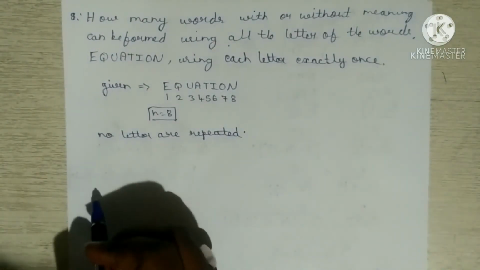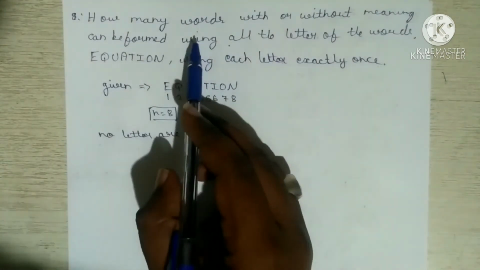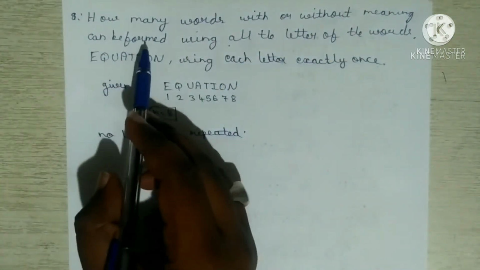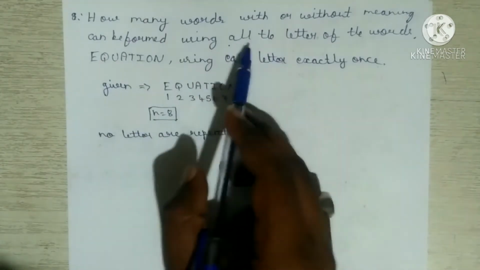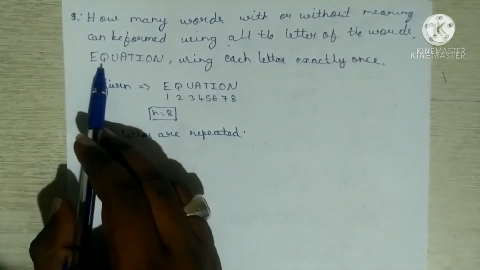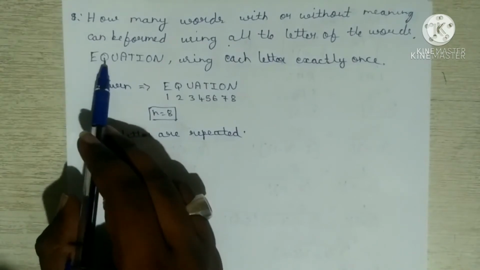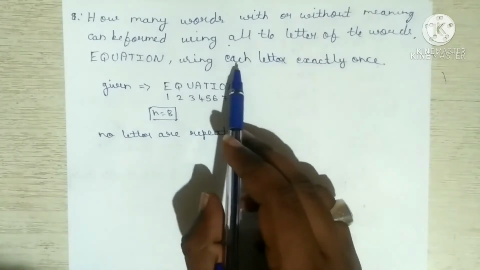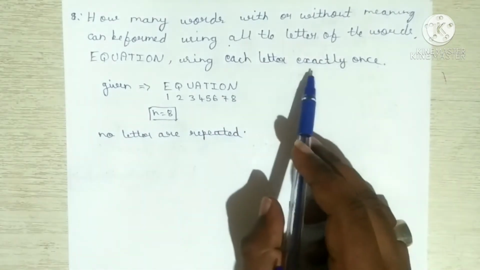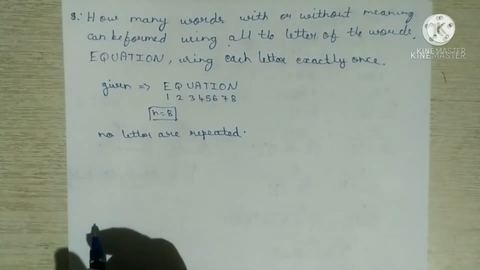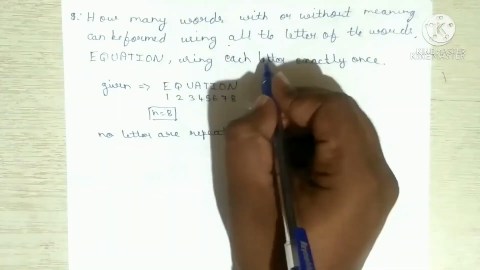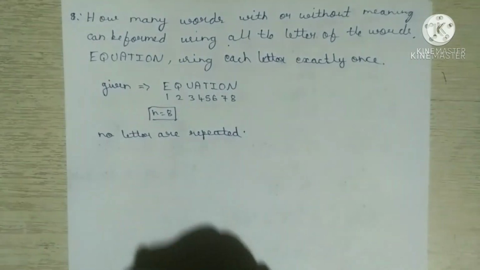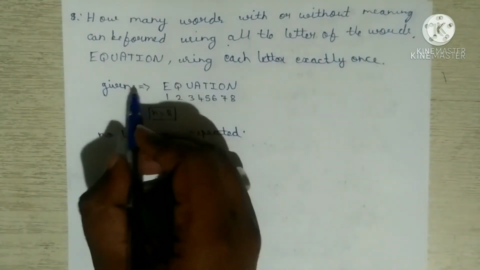Next, we will go with the 8th question. How many words with or without meaning can be made or formed using all the letters of the word given, EQUATION, using each letter exactly once? Each letter exactly once means no letter is repeated again. Okay, given EQUATION.